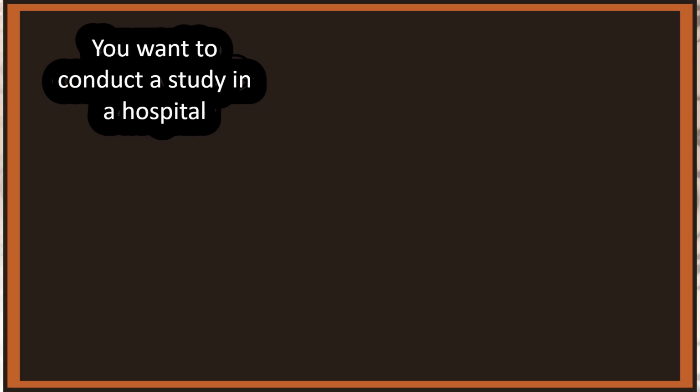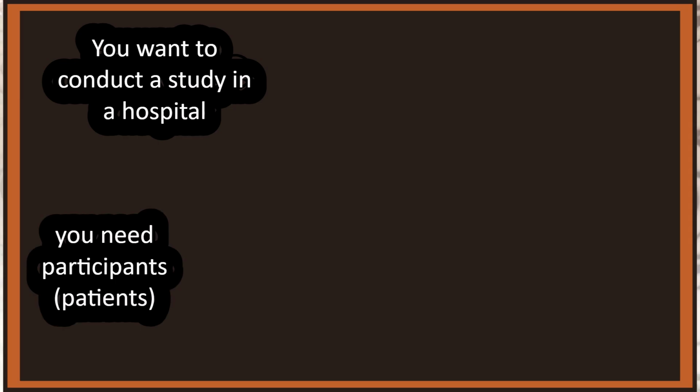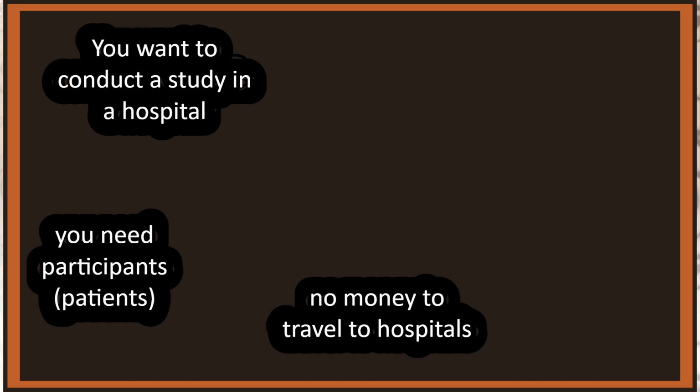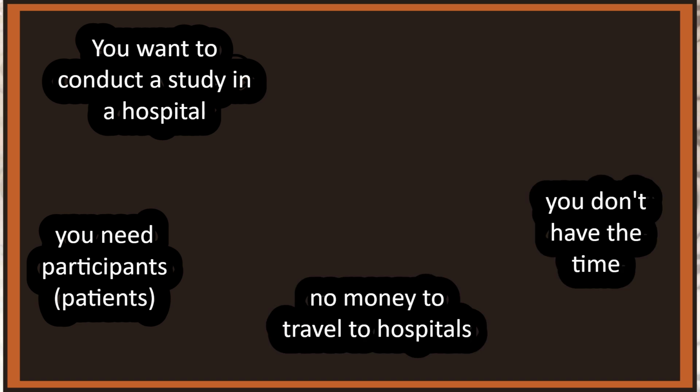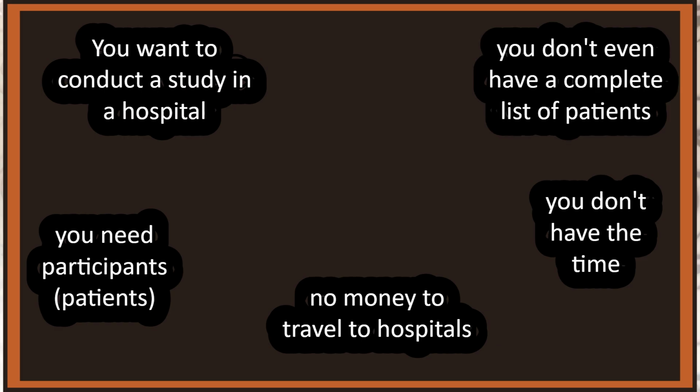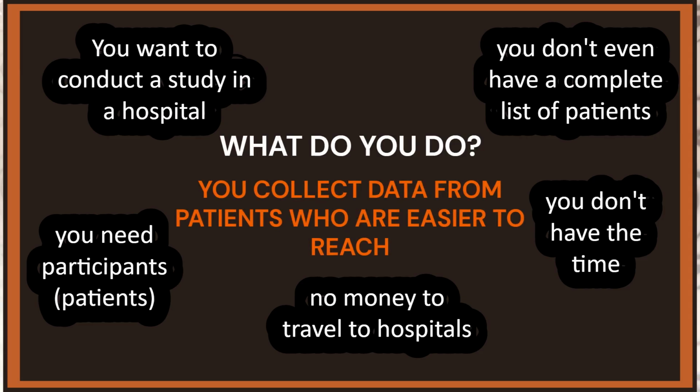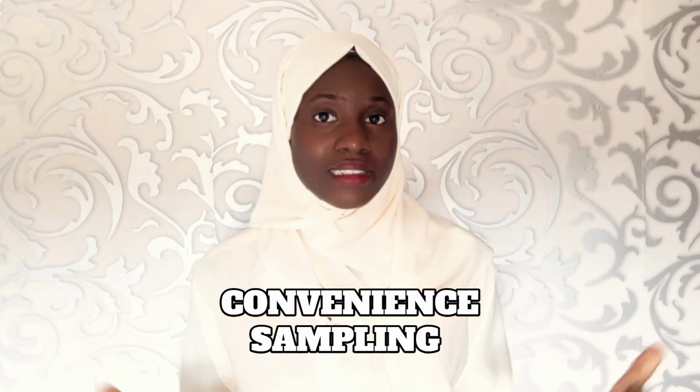You want to conduct a study in a hospital. So you need participants, right? And those participants could be patients. Now, you don't have money to be traveling to all the hospitals around. You don't have the time as well. And you don't even have a complete list of those patients. So at this point, what do you do? You collect data from the patients who are easiest to reach. That is what we call convenience sampling.